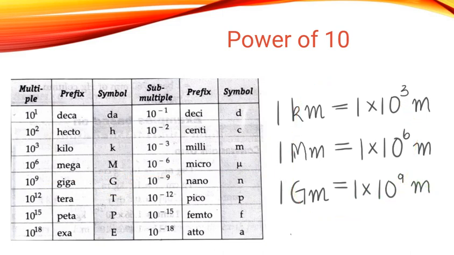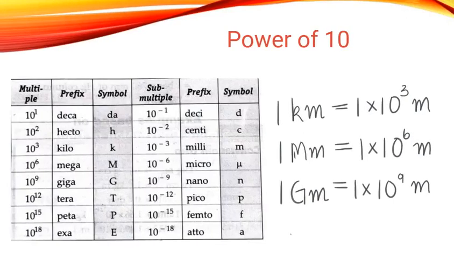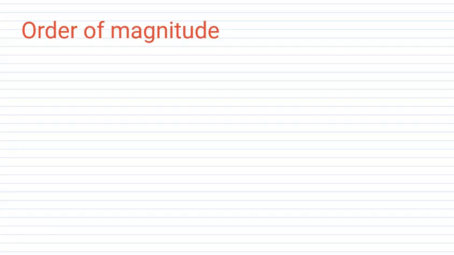The most commonly used will be this 1 kilometer. Similarly, in this case, the mostly used term will be 1 centimeter. So whenever you are given 1 centimeter and you have to convert it into meter, you have to multiply with 10 to the power minus 2. And if it is given 1 kilometer and you have to convert it into meter, then you have to multiply with 10 to the power 3. Now we'll discuss order of magnitude.